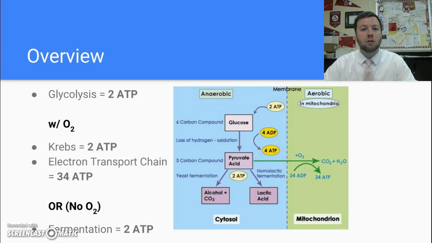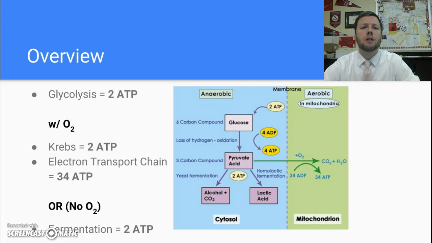So grand total, if you're looking for your net ATP with oxygen, there's 2 from glycolysis, 2 from the Krebs, up to 34 from the ETC. That gives you a grand total of 38. Without oxygen, there's 2 from glycolysis, 2 from fermentation, grand total of 4. And that's why we say that aerobic respiration is far more efficient, because you can make 32 to 34 more ATP versus what you're doing anaerobically.